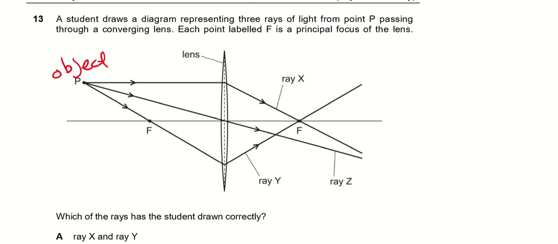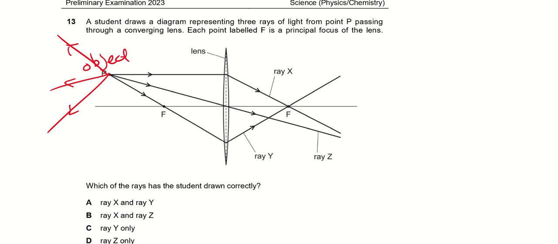P is the object. How many light rays come out from this object? What you can see is 3. But actually in real life, how many light rays? Millions. There are some that come out this way, there are some that come out this way, there are some that come out this way. 3 light rays that's drawn. Now we have 3 special light rays. I will just draw on the side here. 3 special light rays.